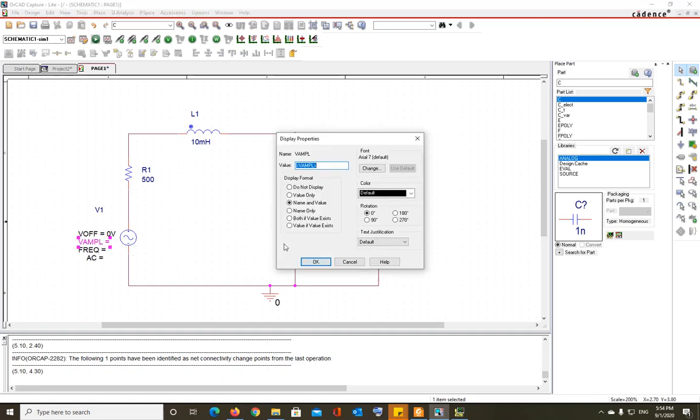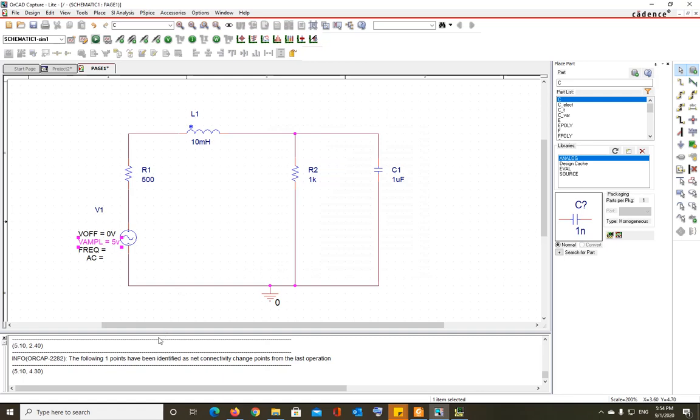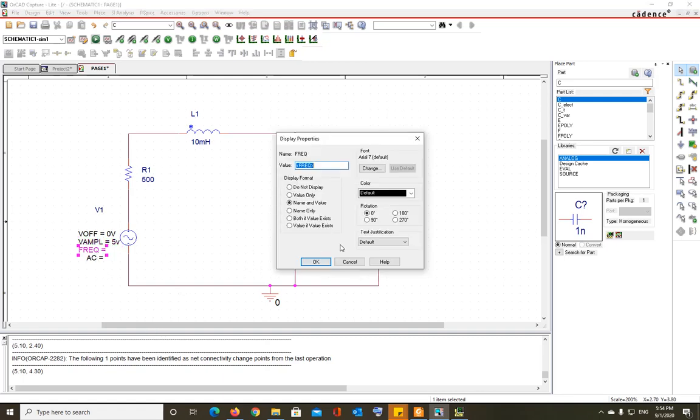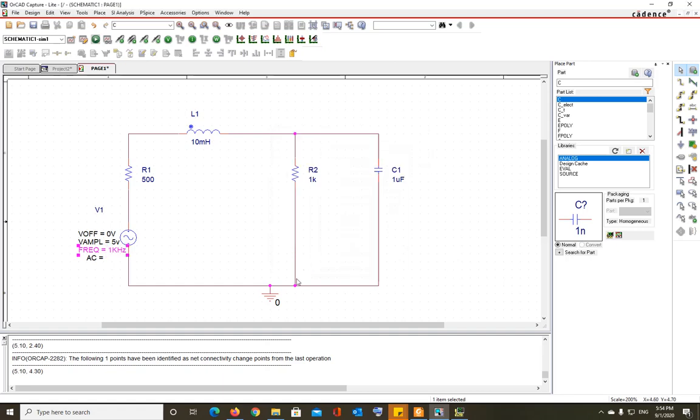Amplitude is the peak value of the waveform. So let's say I choose the peak value of the waveform to be 5 volts. Frequency is how many cycles the sinusoidal waveform has in 1 second. That's the frequency. So let's say I choose 1000 hertz, so 1 kilohertz. And don't worry about AC right now. AC is used for the AC sweep function, which we are going to discuss in the next video.